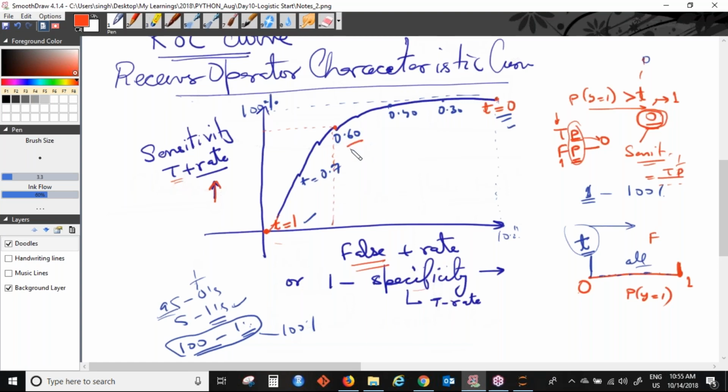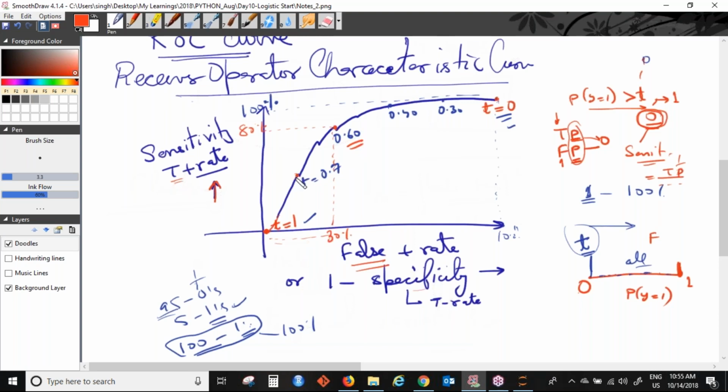Okay, look at this number. If I take a threshold of 0.6, I am almost close to 100% in sensitivity. And look at the error part, I'm very close to 0. Maybe this is 30%, but here it is 80%. So I get a sensitivity of 80% if I take a threshold of 0.6, and I get a false positive rate of 30% if I take a threshold of 0.6, right?